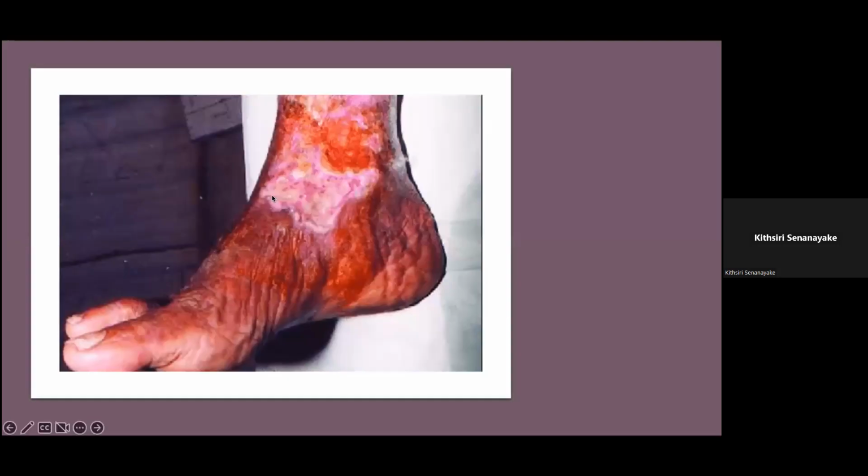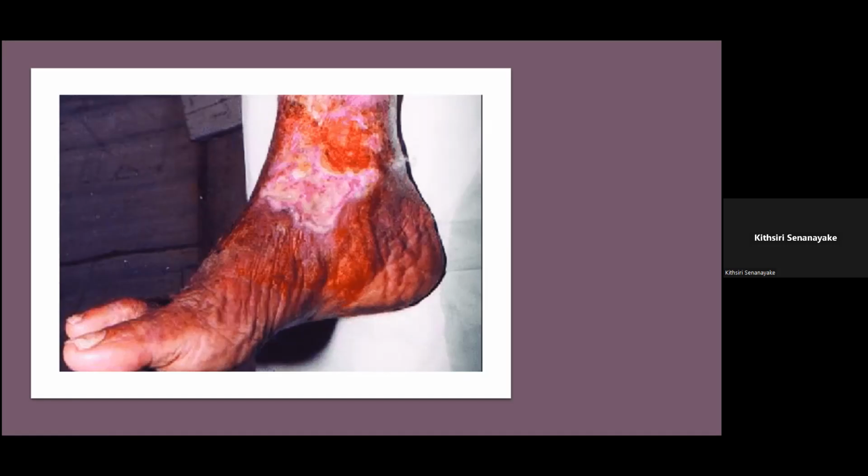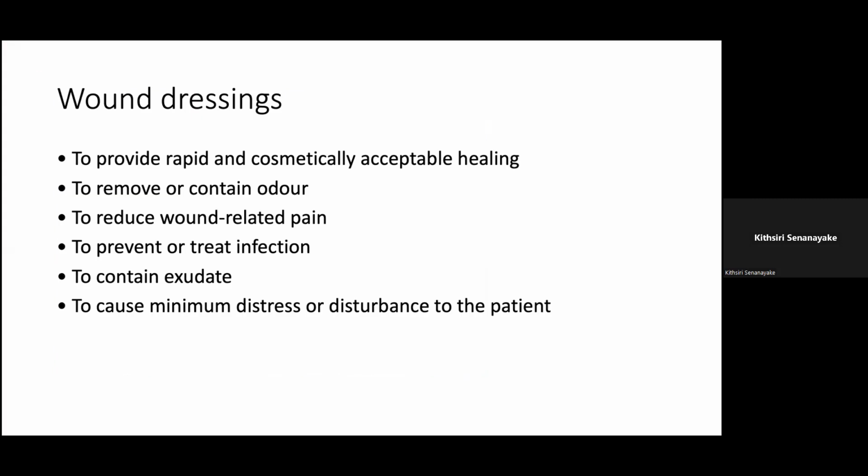And in this wound you can see some rolled edges. A chronic venous ulcer has turned into a malignancy. So again, we need to get a biopsy. You have to be vigilant, and you have to suspect a cause if there's no healing in a wound. Okay. So that's about the wounds, and then we'll talk about the dressings.